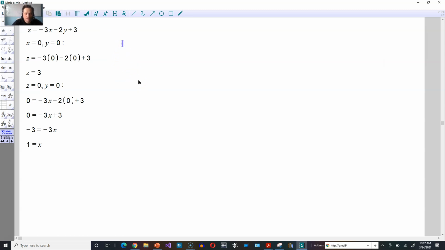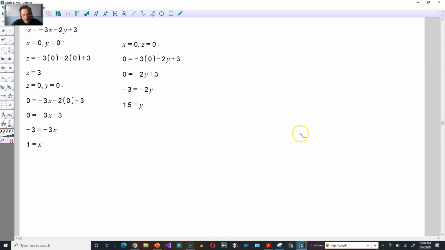That means the following. x is equal to 0, and z is also equal to 0. When I do that, it looks like this: 0 is equal to negative 3 times 0 minus 2y plus 3. So it's 0 is equal to negative 2y plus 3. Move the 3 over, so negative 3 is equal to negative 2y, and then divide through by negative 2. So negative 3 divided by negative 2 is 1.5 as the value of y. Now we have enough information to make a decent picture.